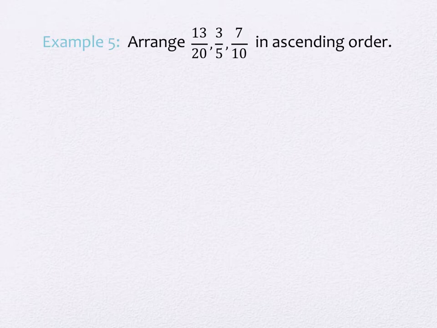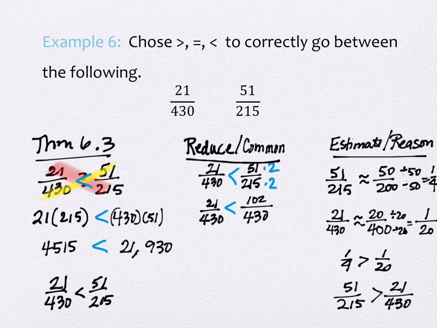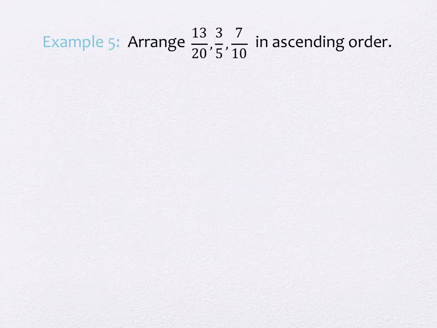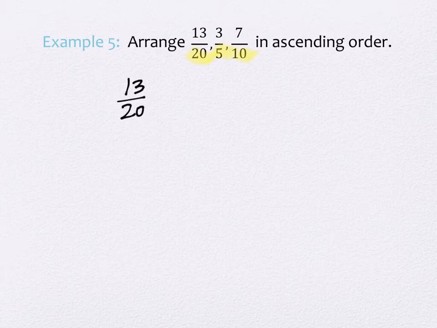So instead, this option that we had on the second one, where we were looking for reducing or finding common denominators, is often a very nice approach. If we get all the denominators to match, it's easy to compare the numerators. So take a look at the denominators given on this one: 20, 5, and 10. What is a nice common denominator that I could shoot for among those three?